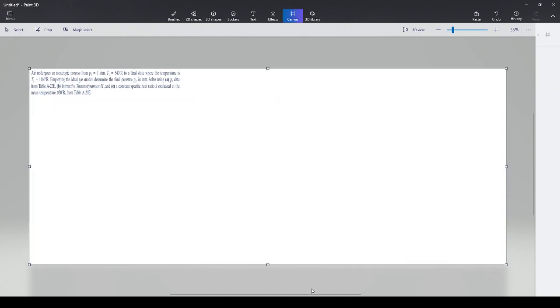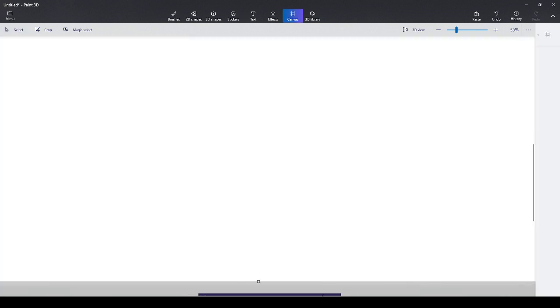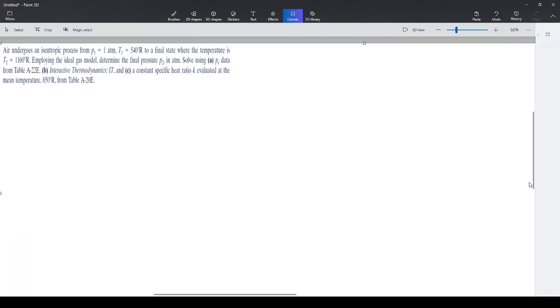All right, so it says air undergoes an isentropic process from P1 is 1 atmosphere and T1 is 540 Rankine. So we were given some things. Once again, guys, we need to first write what we have. This is the importance. So givens. We were given that the first pressure is 1 atmosphere.